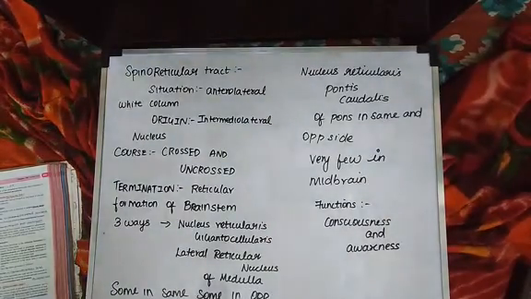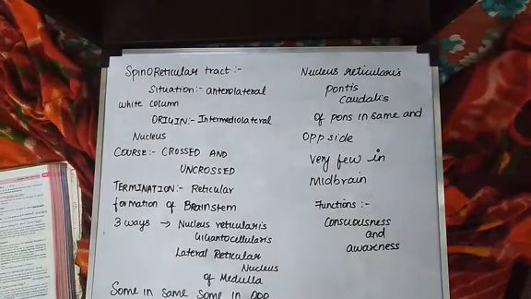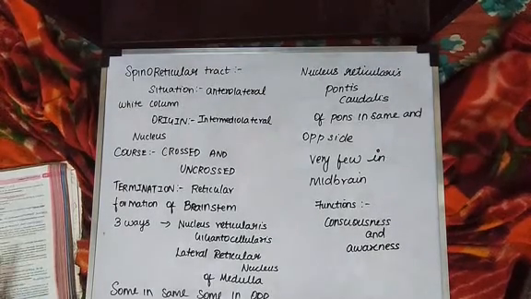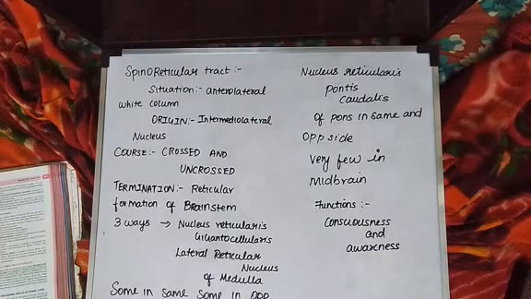So the spino-vestibular tract. These are situated in the lateral white column, not the anterior white column. Here also the origin is not specific. They originate from any area, so you just simply write that it is not specific. And it terminates in the lateral vestibular nucleus. By name itself we can guess.